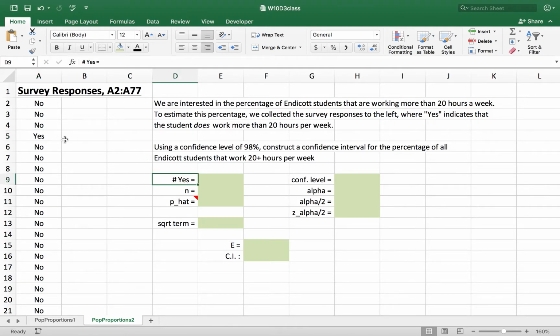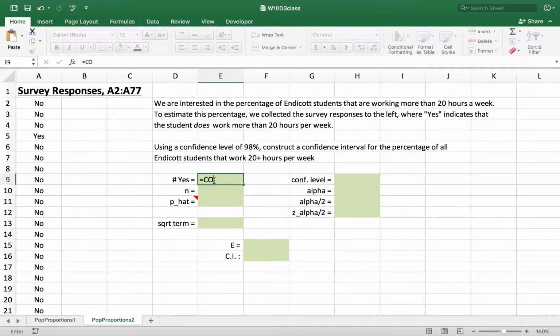So in this case, we need to count up how many yeses are inside of our sample. So pause the video, see if you can remember how to do this. How do you go through a series of cells with text data and count up a particular type of response? See if you can do this on your own.